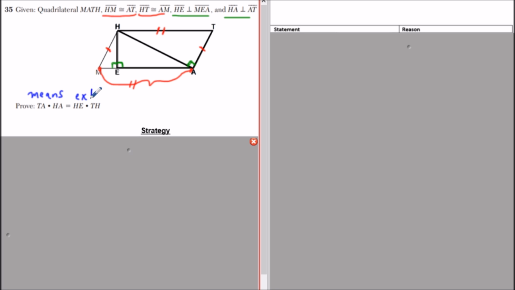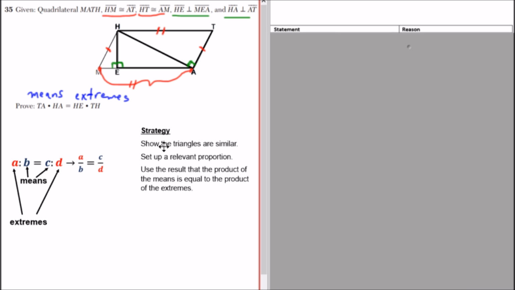Now, this proof statement is reminiscent of the idea that the product of the means is equal to the product of the extremes. And this terminology exists when we're talking about proportions, usually coming from similar triangles. So I'm going to define all this vocabulary in a moment, but this tells me that our strategy is going to be to show that we have a pair of similar triangles, to set up a relevant proportion involving those segments, and then to use the result, the product of the extremes is equal to the product of the means, or vice versa. Either way we could say it.